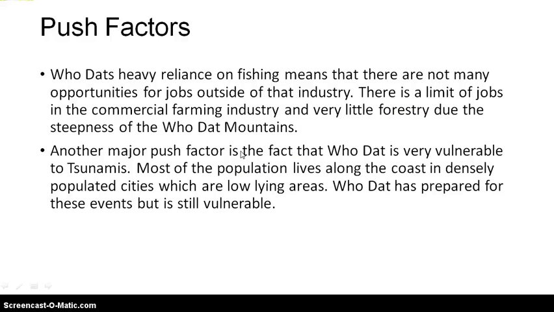Finally, we have the push factors slide here. Very similar to the pull factors, except now we're explaining 2 different push factors that make people not want to live in Who Dat or leave Who Dat. He focused on that there are so many jobs in fishing that there aren't many jobs outside of that industry in his country. He also chose to look at the factor that tsunamis happen regularly around the Who Dat country as reasons why people might be pushed out of the Who Dat Nation.